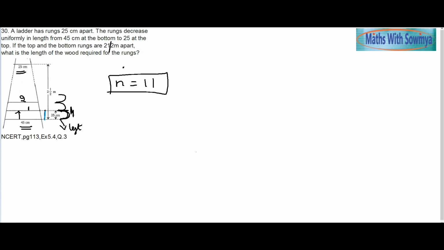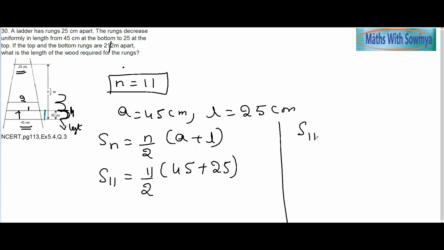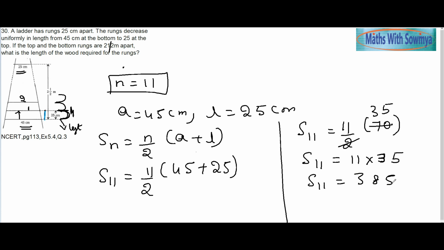Either you take from top or bottom as the first one. So if I take a as 45 centimeters, and the last one I will take as 25 centimeters, I have to find the sum. n is 11. So 11 by 2 into 70 is 11 into 35, which is 385 centimeters. So the sum is 385.